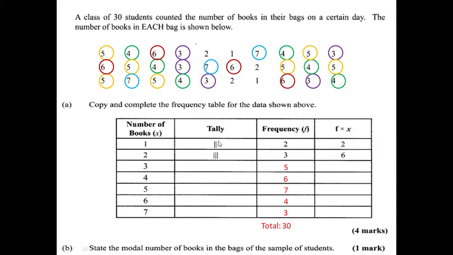The table also has a tally section here. I haven't completed that one here, but if you know how tally works, for example, there are 6 students that have 4 books in their bags. It will be 1, 2, 3, 4 strokes, and then for 5, you cross that, and then add another one to make 6. In any case, let us continue.